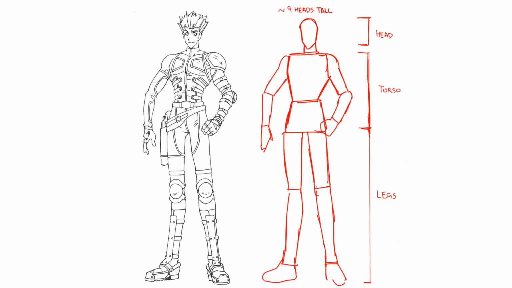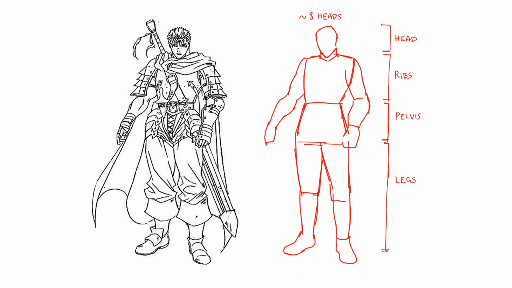Looking at Vash from Trigun, his body is much larger in comparison to the size of his head. Considering he's simultaneously a heroic yet goofy character, his lankiness and broad shoulders are a really good fit for his personality. His pelvis is also moved a bit upwards, which shortens the length of the torso and makes the legs appear longer. Guts from Berserk feels a little bit more realistic in terms of his proportions, and I think that's fitting for the tone of the show.